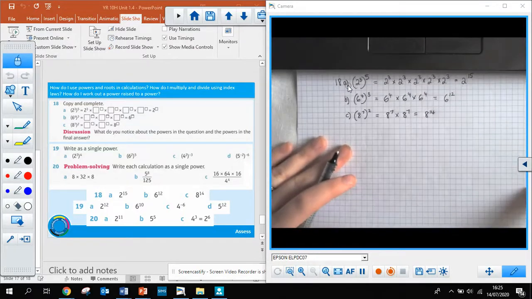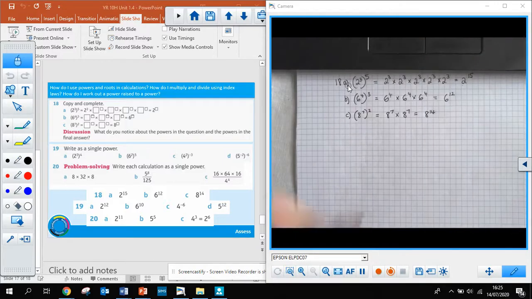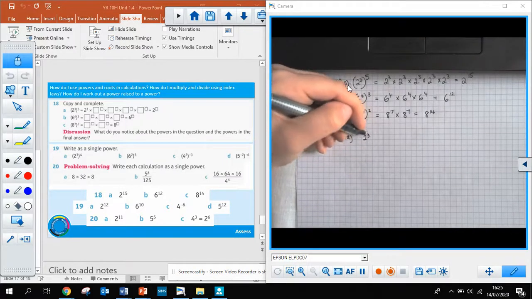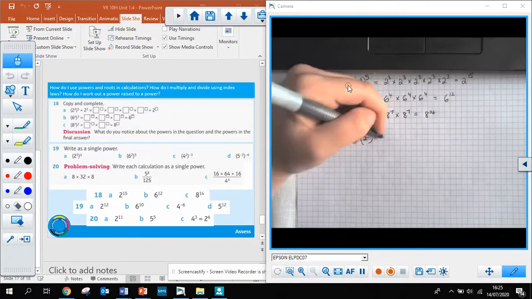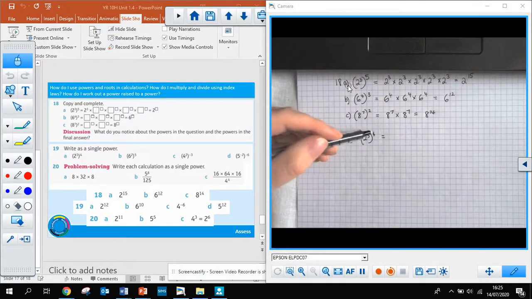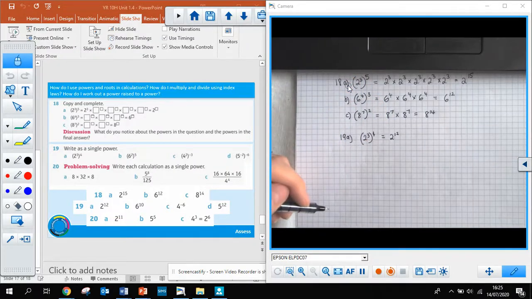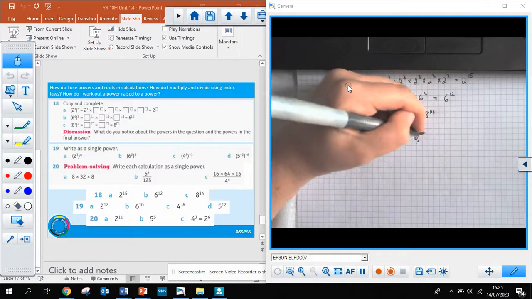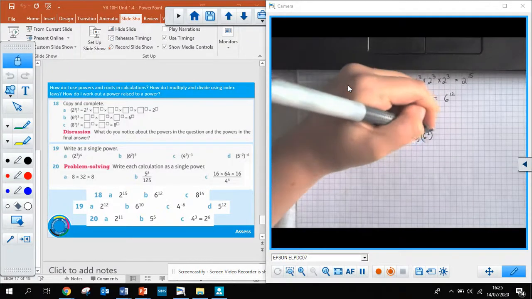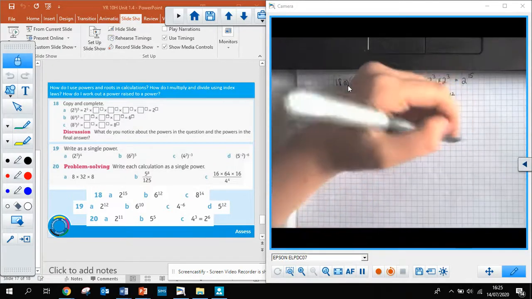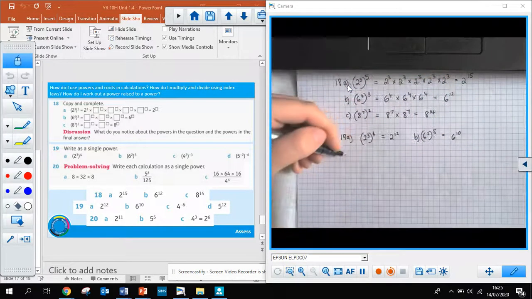Okay, this is for question 19. It just wanted you to write them as a single power. So 19A, we've got 2 cubed to the power of 4. We know the rule now. 3 times 4 is 12, so it's 2 to the power of 12. Part B, we've got 6 squared all raised to the power of 5. We know the rule, 2 times 5 is 10, so it's 6 to the power of 10.